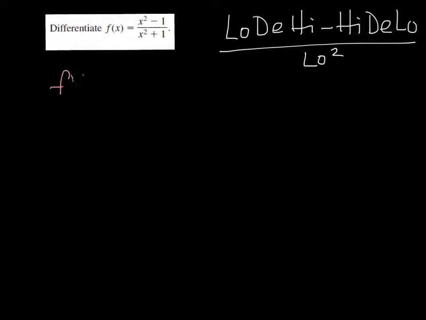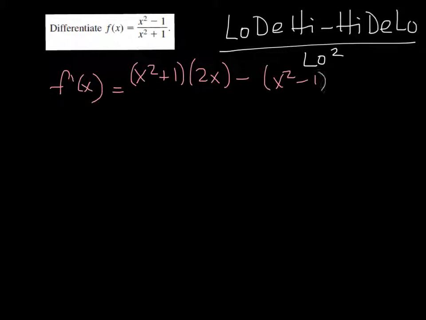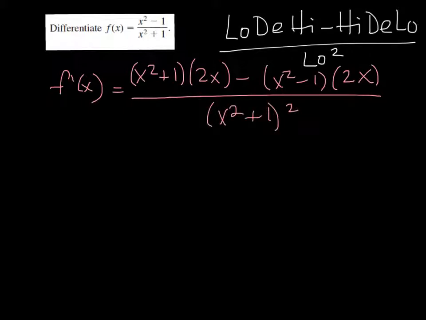So f prime of x equals the lower function, x squared plus 1, times the derivative of the upper function. The derivative of x squared minus 1 is 2x. We're going to subtract the higher function, x squared minus 1, times the derivative of the lower function, which is x squared plus 1, and the derivative of that is 2x. Hopefully you're getting really good now at these power rules. And that's going to be all over the denominator, or the lower function, squared. So x squared plus 1 quantity squared.